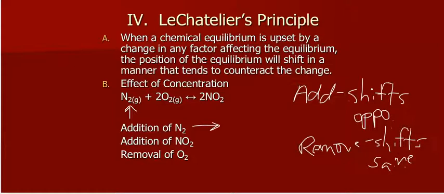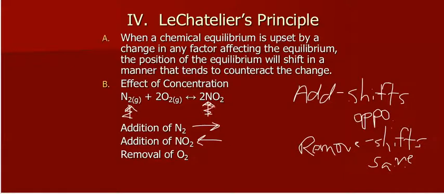So second one here, if I add NO2, again, the system's at equilibrium. Now I'm going to add some NO2. Well, I'm adding a product, so it's going to shift opposite toward reactants. I would produce more reactants until I reestablish equilibrium.